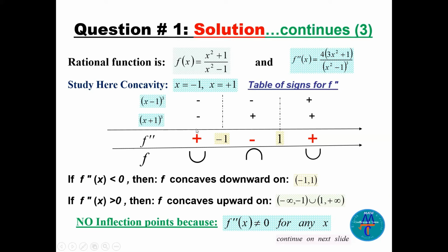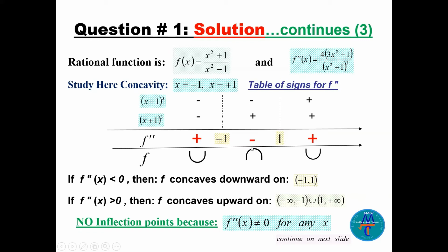So if we take a negative number between minus infinity and -1, let's say -5, then -5 minus 1 all cubed will be negative, and the other factor will be negative. Between -1 and 1, I can take 0. This will be negative, this will be positive. After 1, both are positive. So when you divide or multiply, it's the same. It will be f double prime positive. The function concaves up.